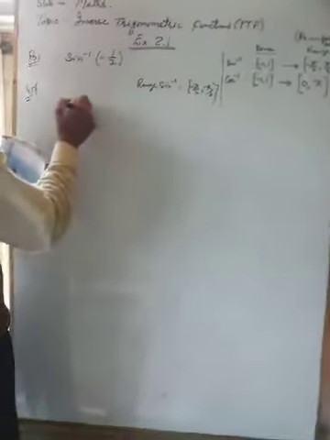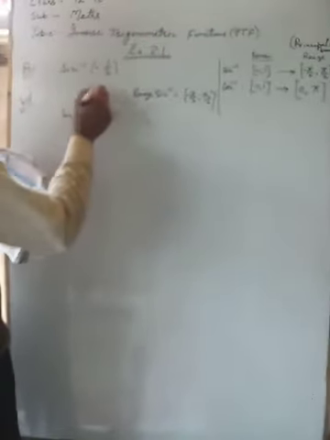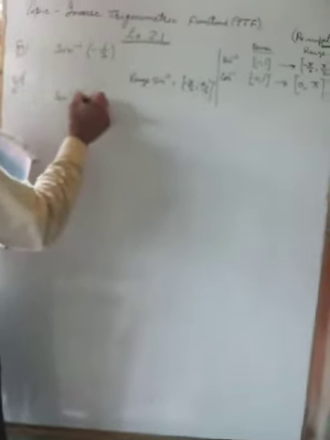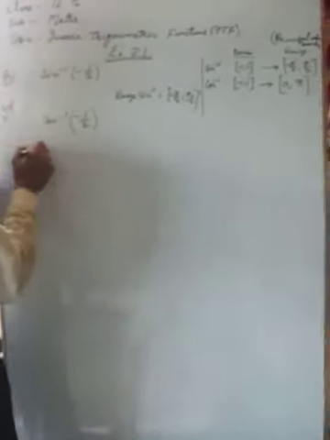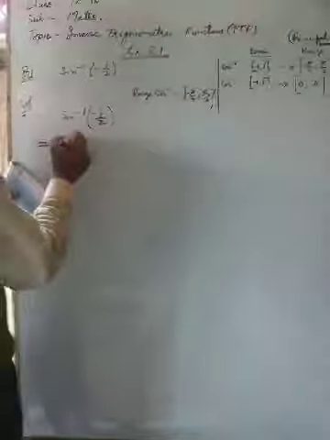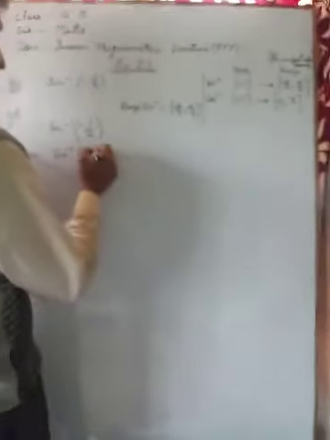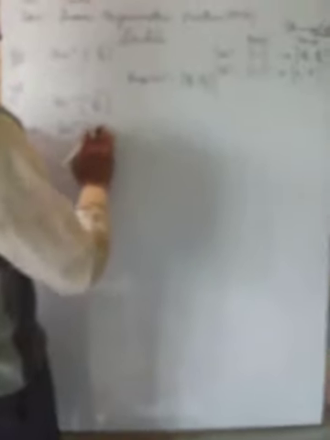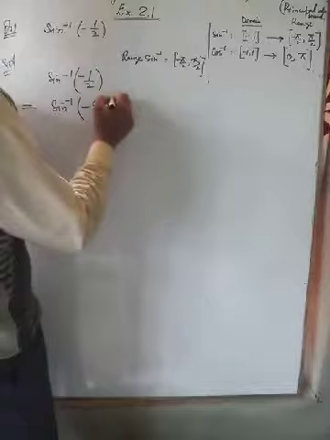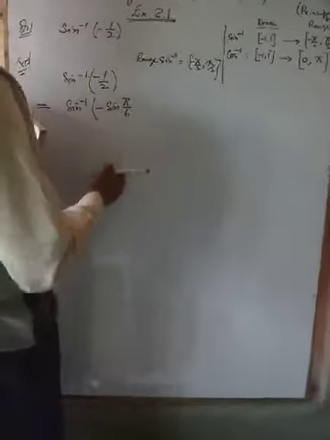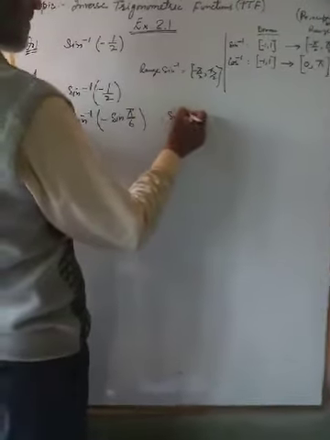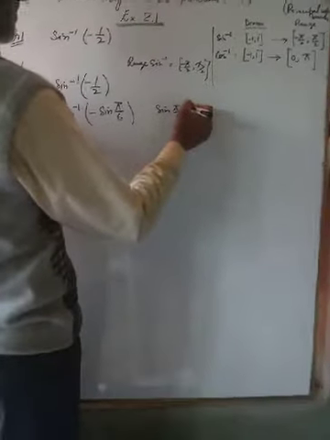sin inverse -1/2. So sine of π/6 is equal to 1/2, because sine of π/6 is equal to 1/2.